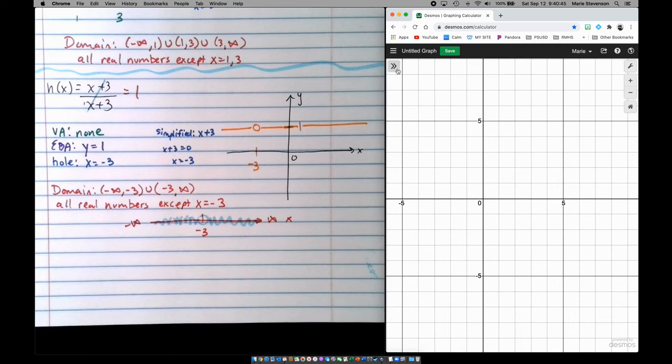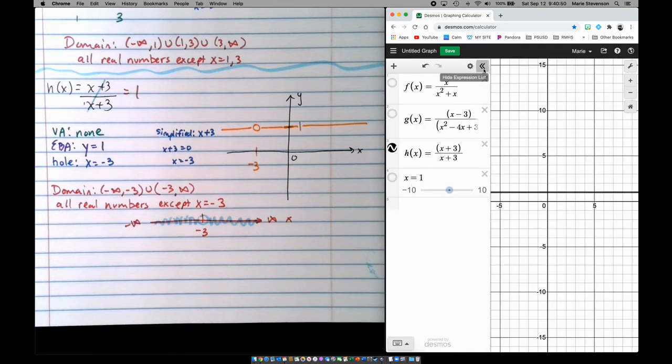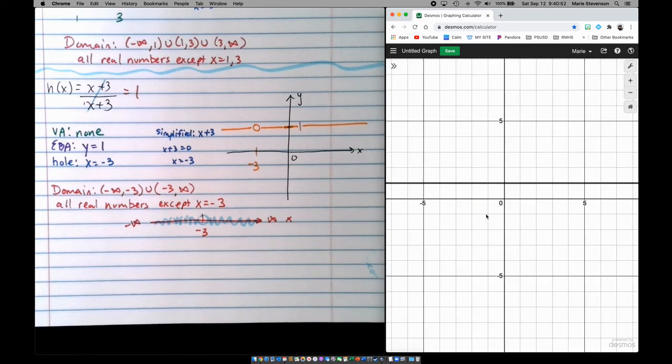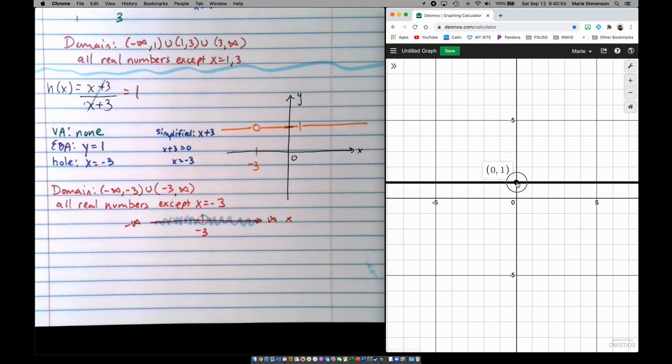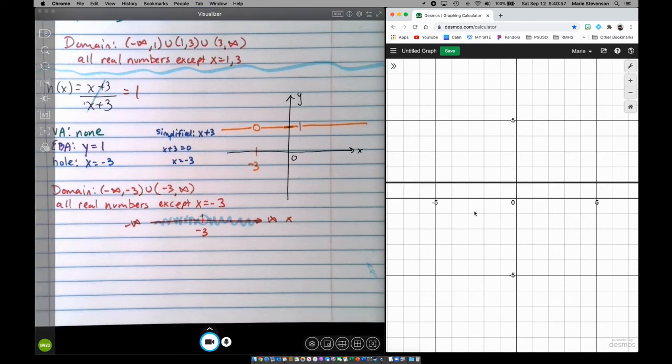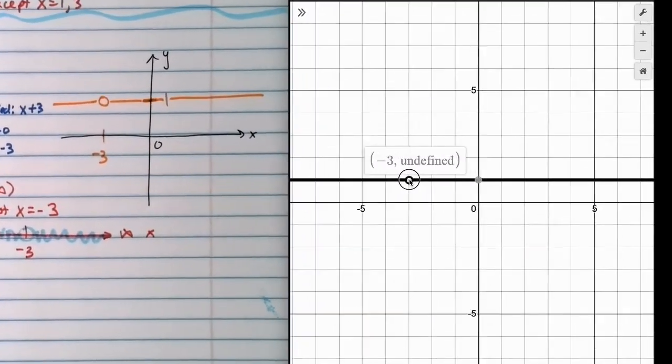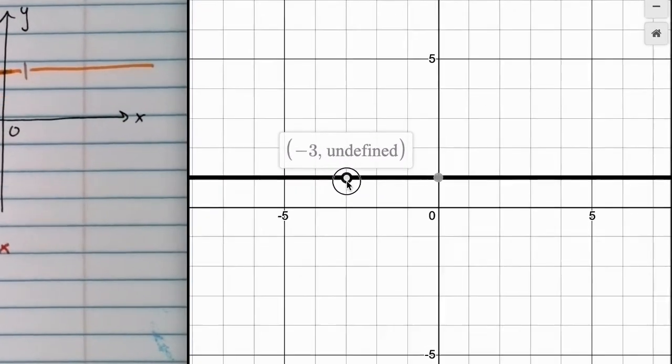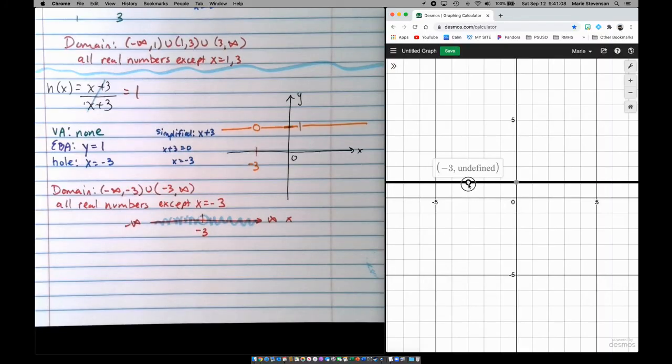Let's check our graph. So there's no vertical asymptotes here, but you can see it's just a constant line through 1. See, there's 1. And we were supposed to have a hole at -3. So let's go over here to -3. Oh, there it is. There's the hole. So just to recap, removable discontinuities or holes exist when your quantity simplifies in your rational function. Whatever's left over in your rational function in the denominator becomes your vertical asymptotes.